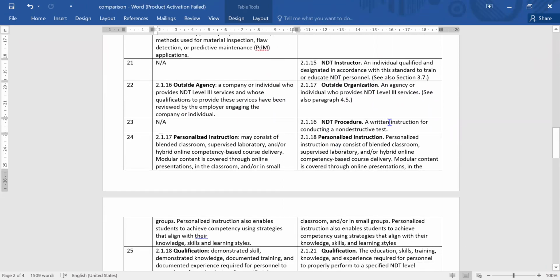NDT procedure: a written instruction for conducting a non-destructive test. Personalized instruction may consist of blended classroom, supervised laboratory and/or hybrid online competency-based course delivery. Modular content is covered through online presentation, in the classroom and/or in small groups. Personalized instruction also enables students to achieve competency using strategies aligned with their knowledge, skills, and learning styles. Same thing here, same for both.